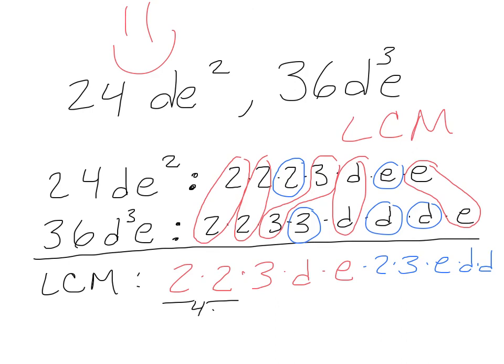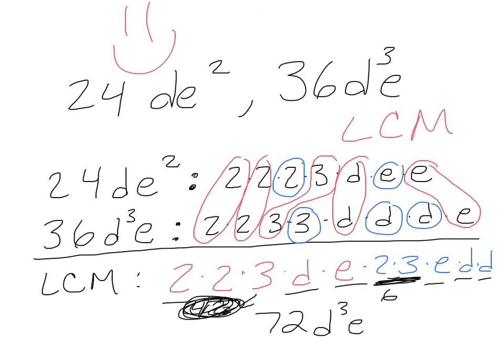2 times 2 is 4, times this 3 would be 12, with those 3 numbers right there, 12. And you're still multiplying 2 times 3 for 6. So you have this 12 times this 6, I think it's 72 today. How about the variables? 1, 2, 3 d's, d to the third, and e to the second.